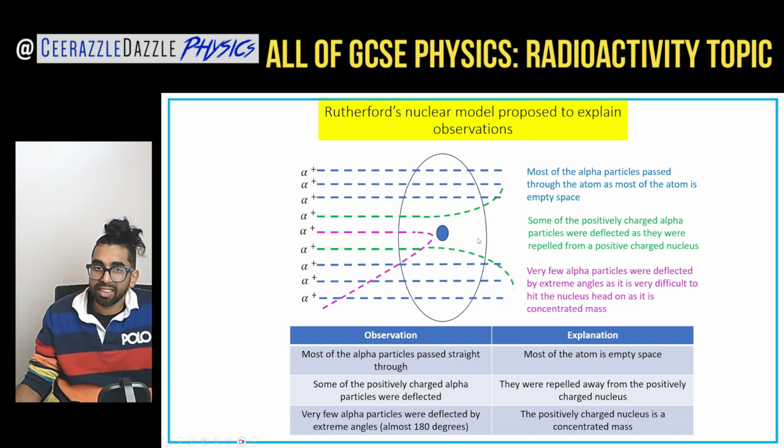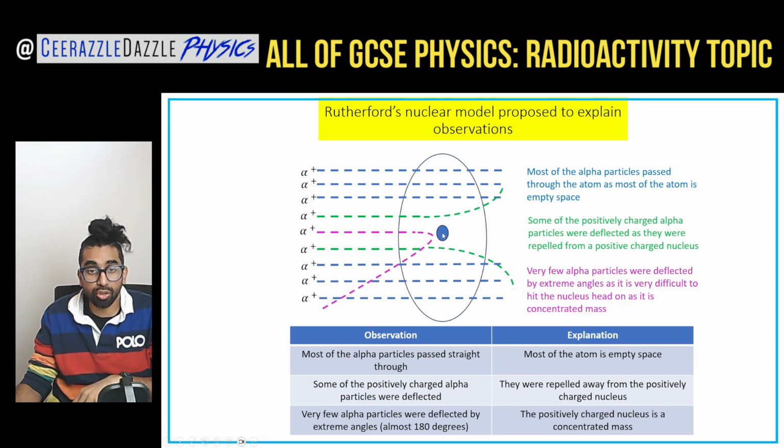Then, as some of the alpha particles get closer to the nucleus, hopefully you recognize that the alpha particle is positively charged, so the nucleus must be positively charged because it's going to deflect them away, because like charges repel. And that's the reason why it deflected away over here. And then some of them were deflected by extreme angles over here. So what does that mean? That means that the nucleus is a tiny concentrated mass within the atom itself. That's why it's very hard to fire at it directly and hit it head on.